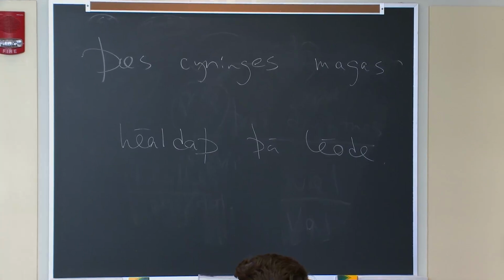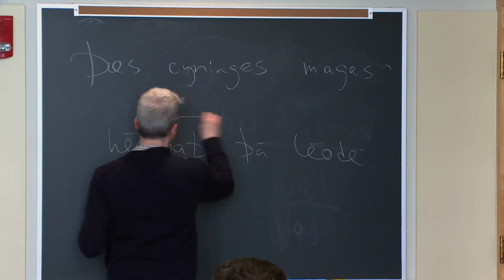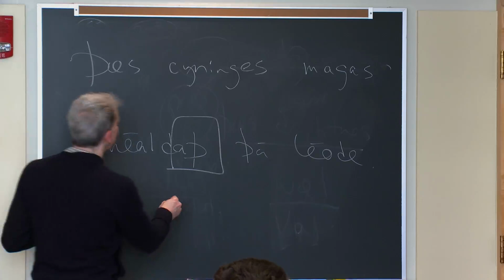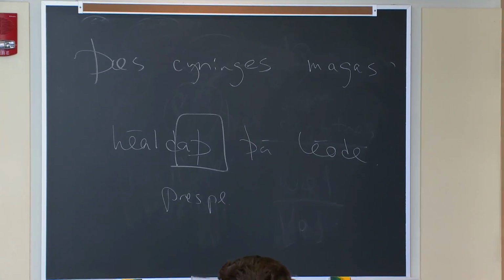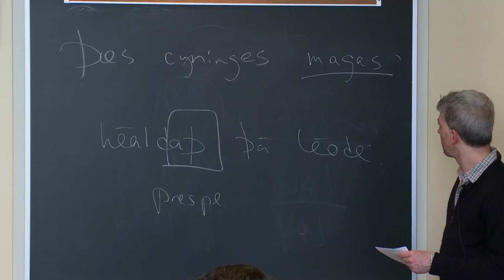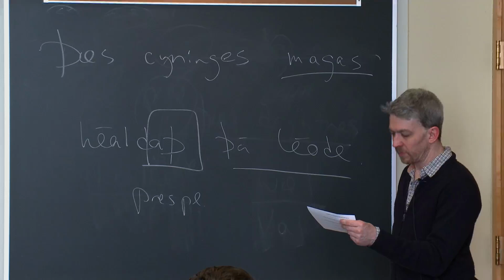Okay, so I guess first you can identify the verb, which is howled off. Excellent. And what form is this and how does that help us? Ends in out, so it has to be present plural. Yep. Good. And then the only plural thing is magas, so that has to be the subject, and that means sons. And then the thing after a verb, tha leode, could be either nominative or accusative, but in this case it has to be accusative since there's already a subject, so it's the people.